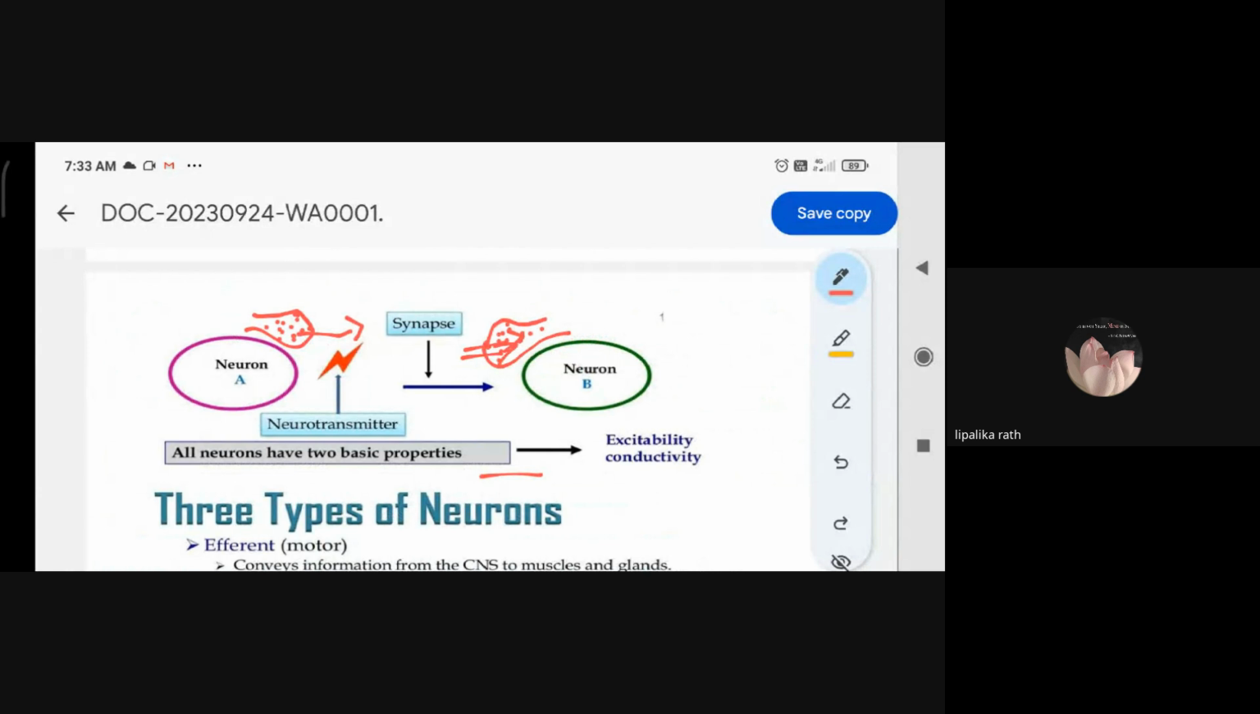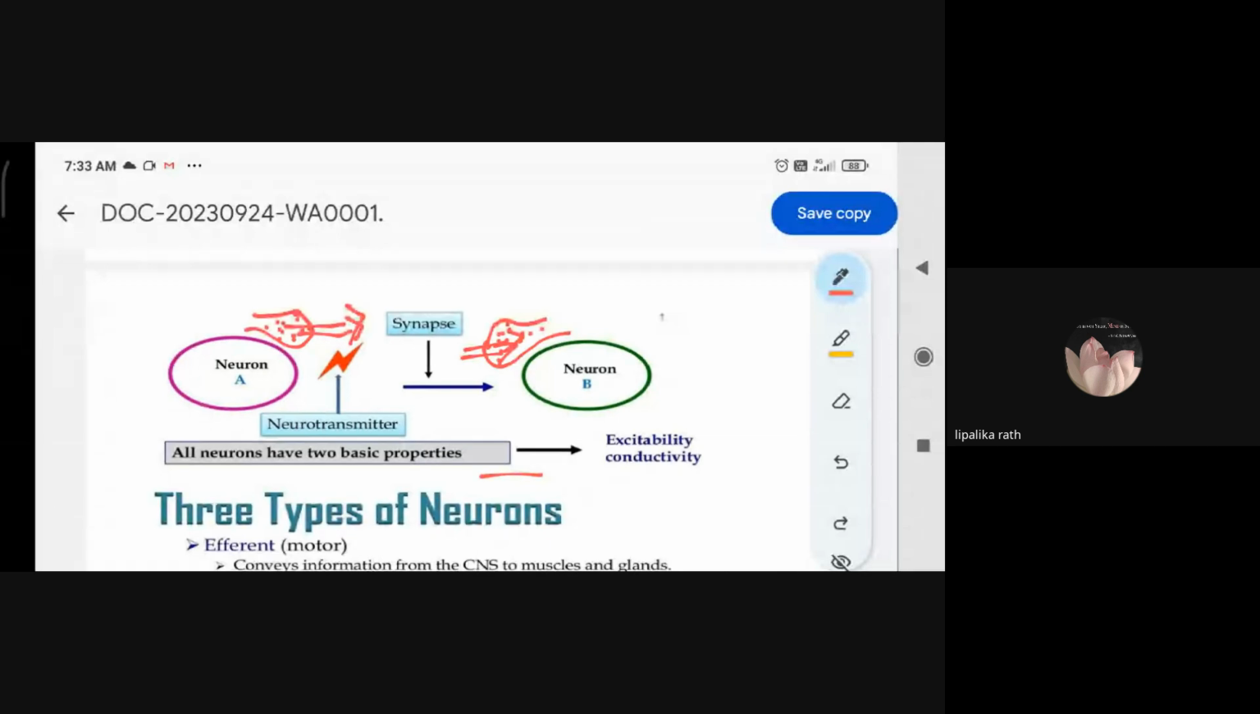when neuron A is releasing the synapse, it is being the synapse with that. Ma'am, your voice is breaking, ma'am. Okay, now here it is okay. Yes, ma'am.